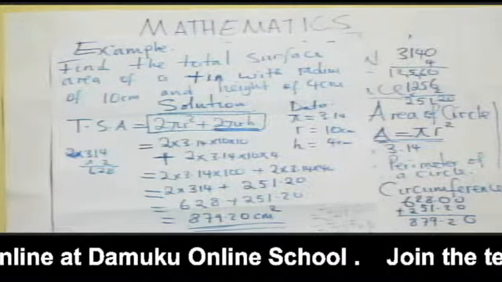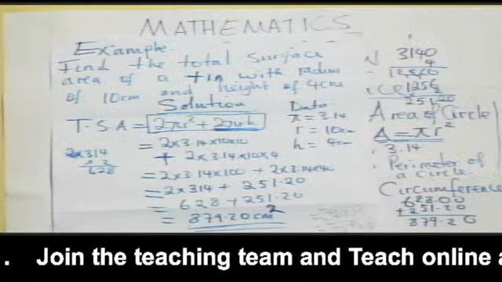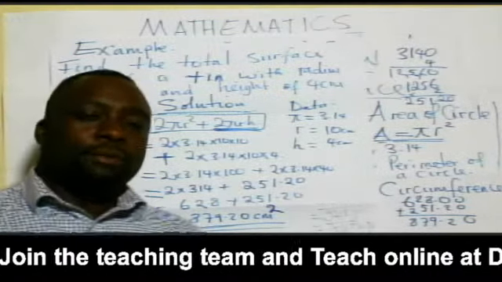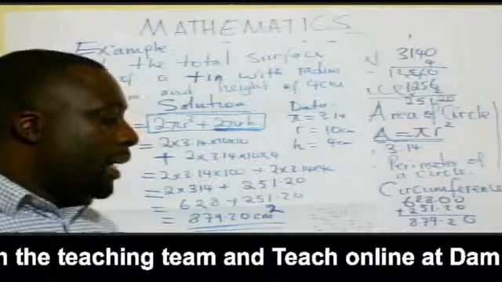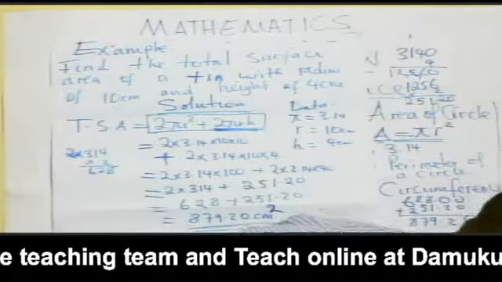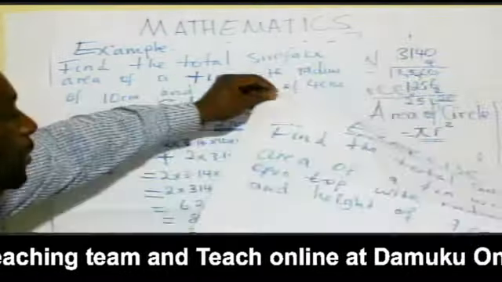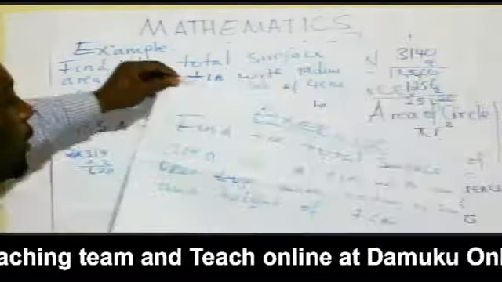Once we calculate, we have 2 times 3.14 times 100. All right. Then we do the calculation. So the area of this tin is 879.20 centimeters squared. The unit of area is centimeters squared for this tin. Okay, having said that, let me give you something that you can also follow.